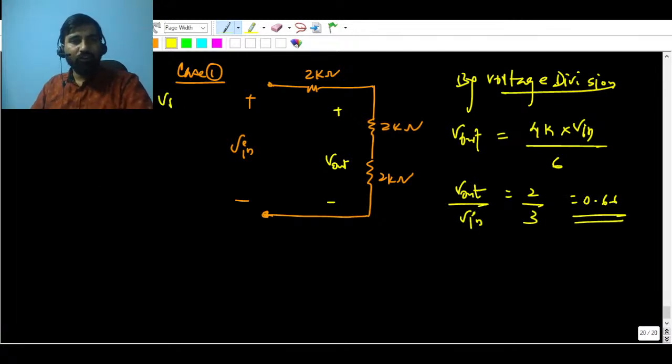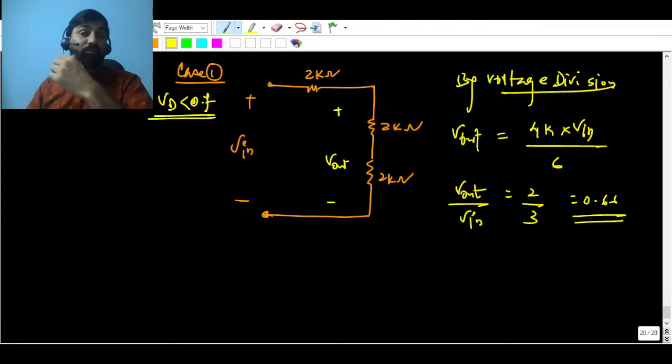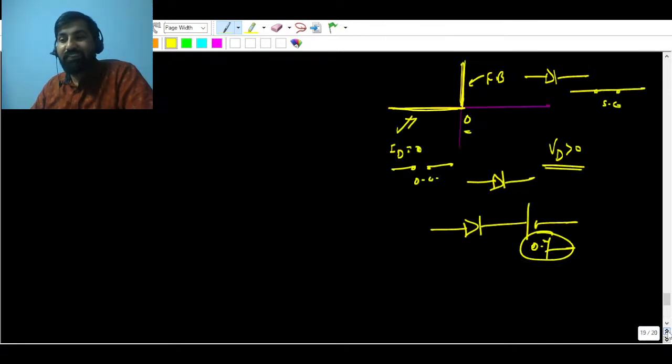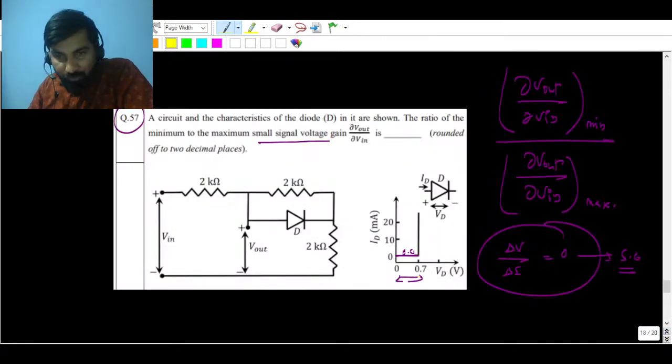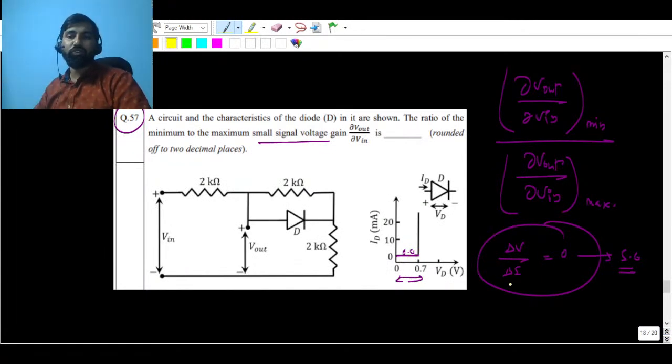When diode VD is less than 0.7, when the voltage across the diode is less than 0.7, you can see the characteristic they have given. When diode voltage is less than 0.7, the current is going to be 0. You can replace it by an open circuit, or you can replace it by infinite resistance, because the slope is going to determine the resistance from this IV characteristic.